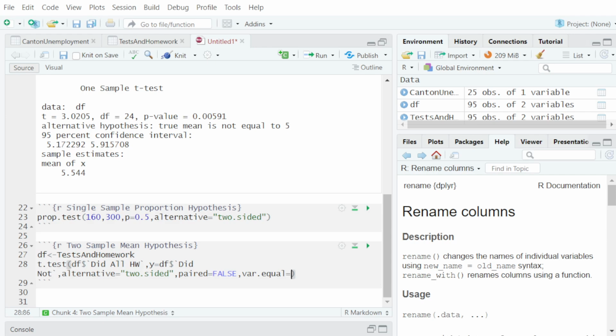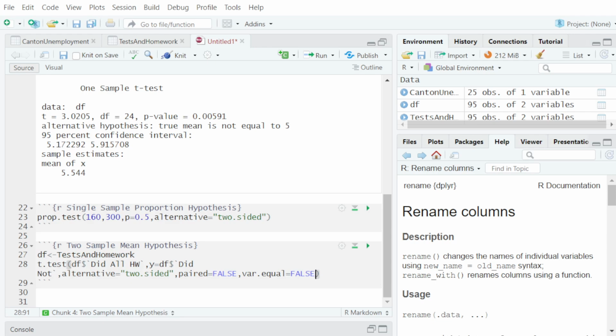So this is what you would use. You'd set this to true if you have reason to believe that the variances in your two samples will be the same. In my case, I honestly think they wouldn't be, so I'm going to put it to false. And I will say false is again the default.